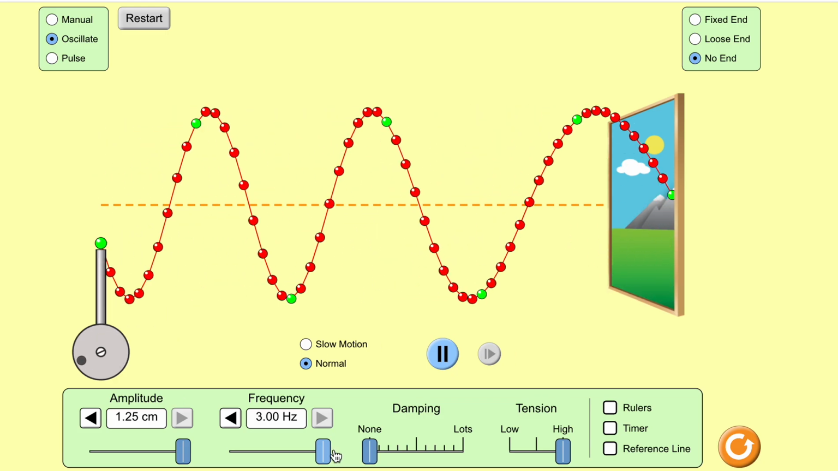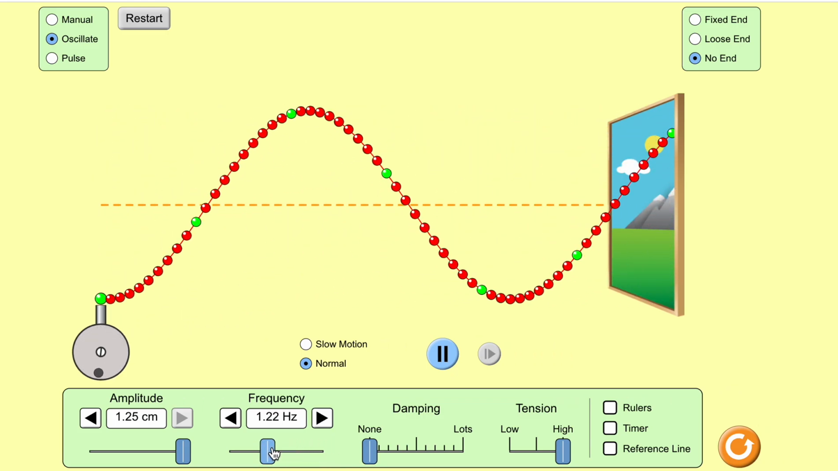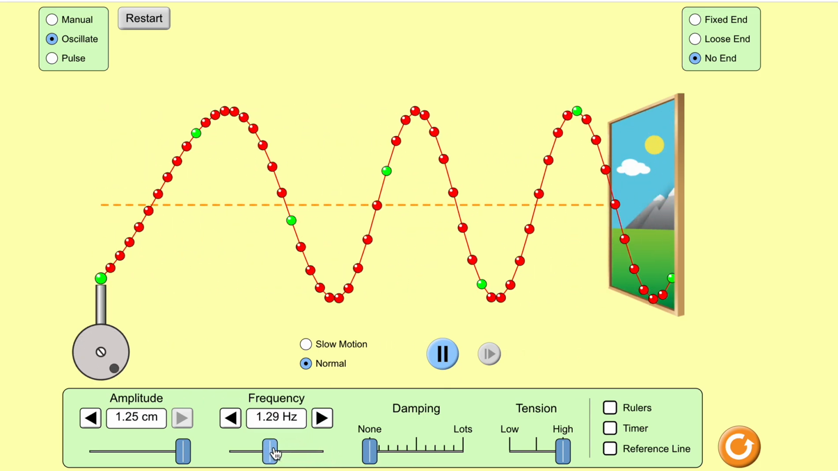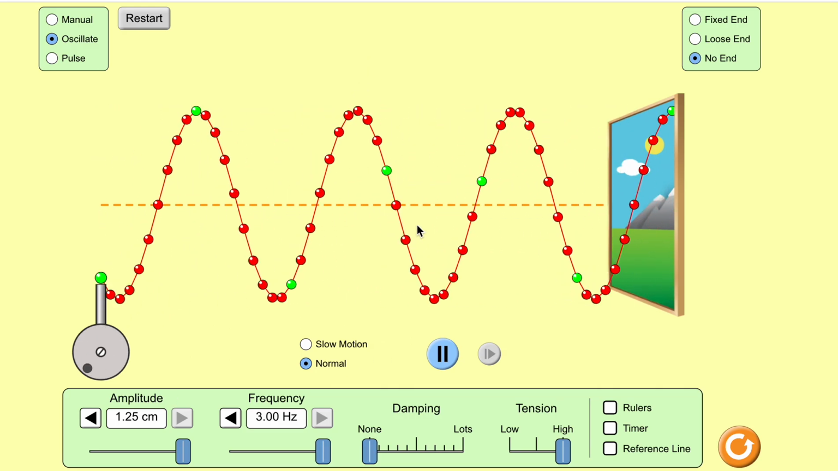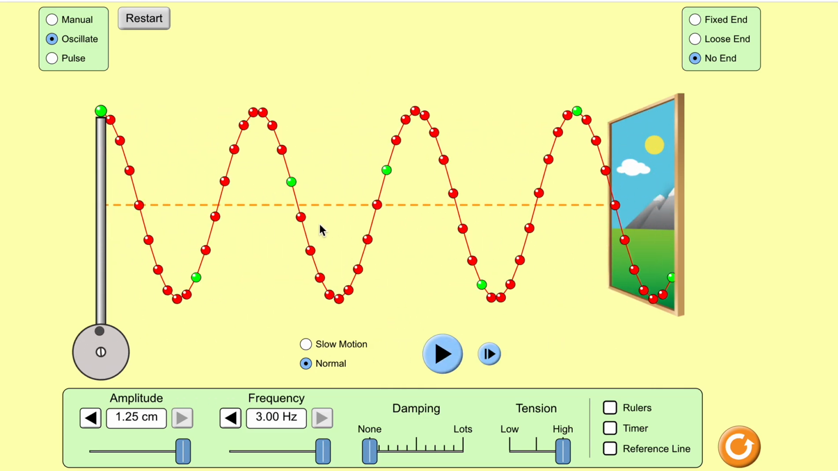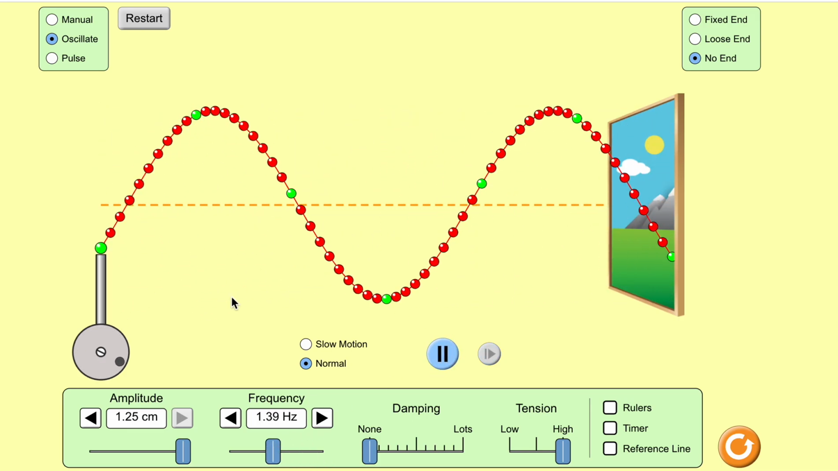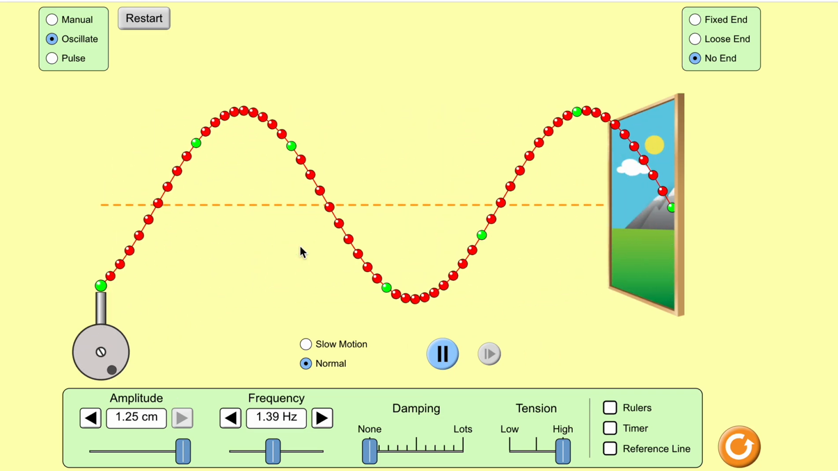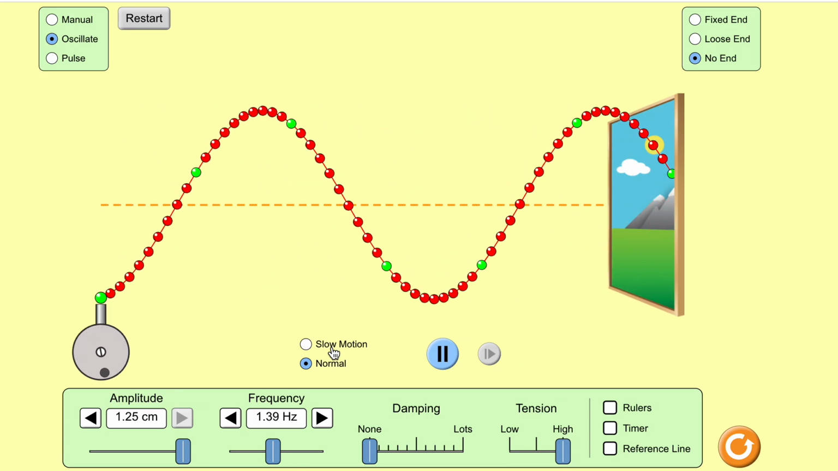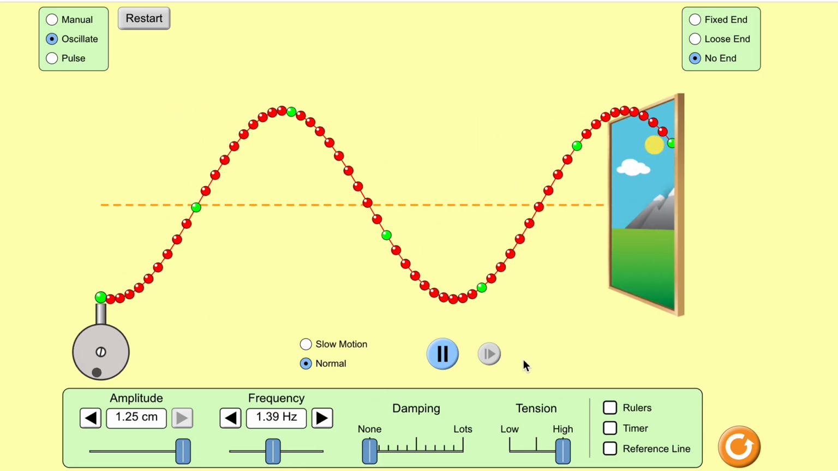But if I increase the frequency or I decrease the frequency, you can see the amplitude, not the amplitude, sorry, the wavelength does change. So bigger frequency, does everybody see smaller wavelength? Smaller frequency, you can see you have a bigger wavelength because there is a relationship between speed, which is staying the same, frequency, and wavelength, okay?